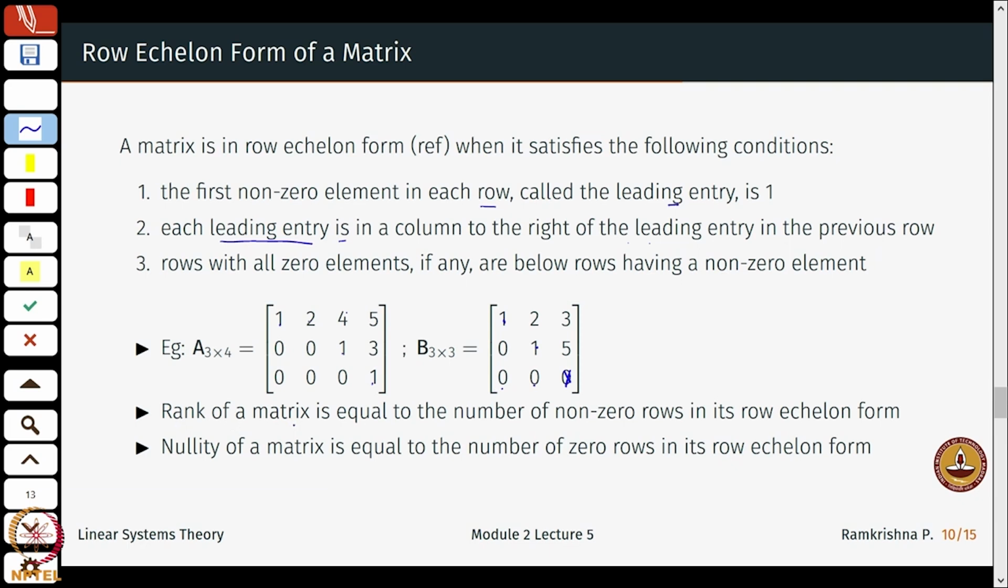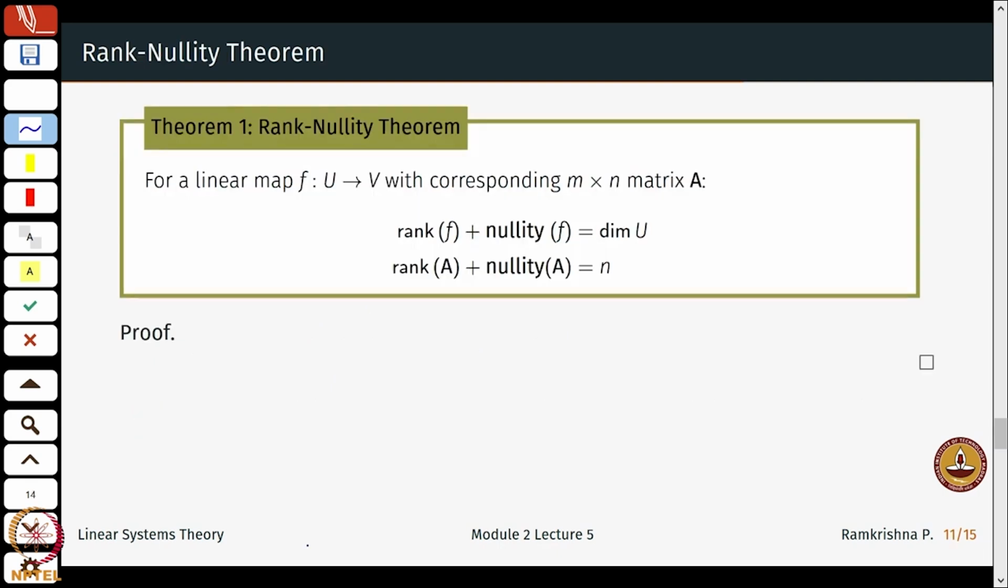So, the rank of a matrix is equal to the number of non-zero rows in its echelon form. Okay. So, this leads us to one of the fundamental theorems that we will require through the course of deriving concepts on controllability or observability. So, what does the theorem say?